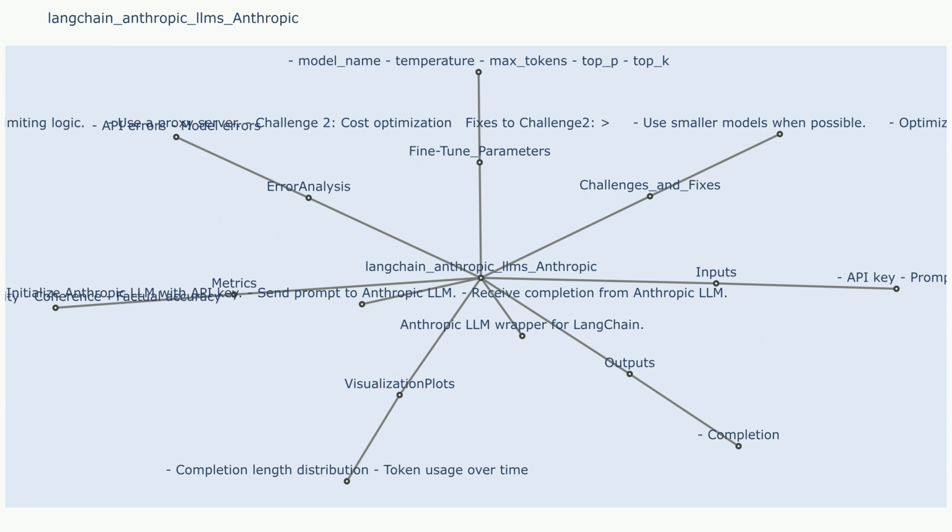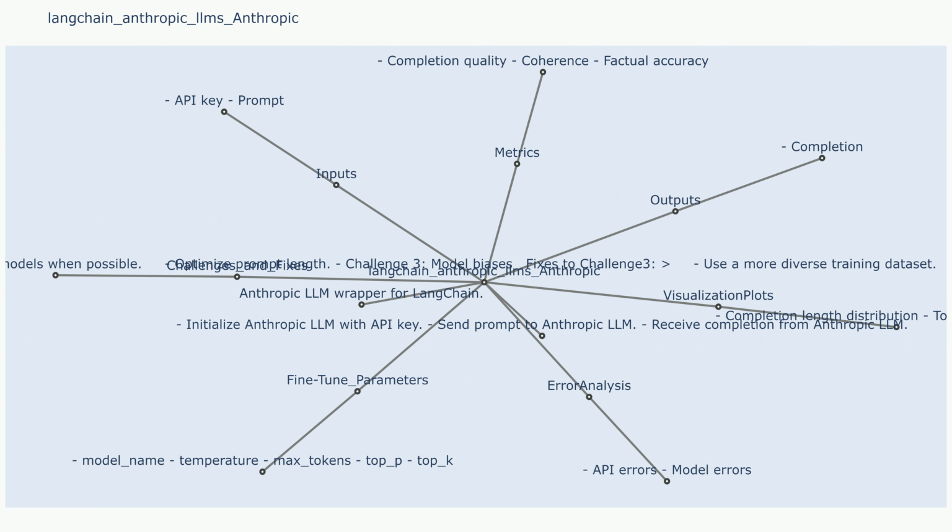Inputs. Model. The name of the Anthropic model to use. For example, CLAUDE2. Temperature controls the randomness of the generated text. Higher values lead to more diverse and unpredictable outputs. Max tokens. The maximum number of tokens to generate in the response. Top P. A probability threshold for nucleus sampling.